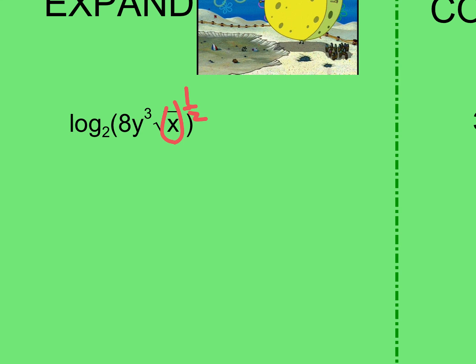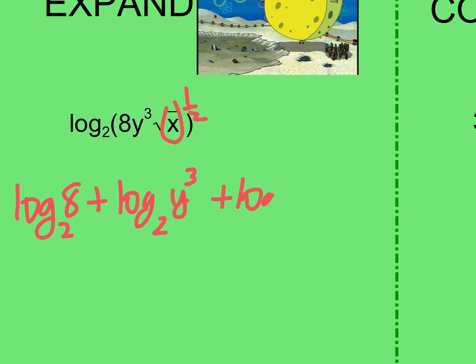So I'm hoping you thought, oh, this is one of those where I can stretch it out into an add problem. Log base 2 of 8 plus log base 2 of y to the third plus log base 2 of x to the 1/2. Now, did anybody think maybe I should go further than that? Oh, nobody. Oh, Tyler thought maybe. What could you do that would go further than this? You could use the log powers and expand it.